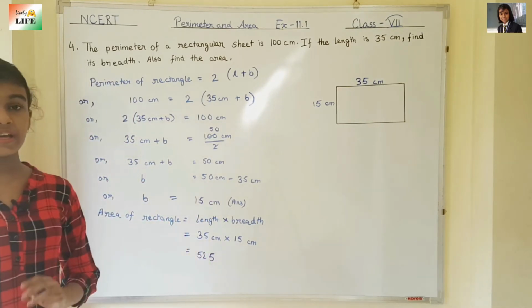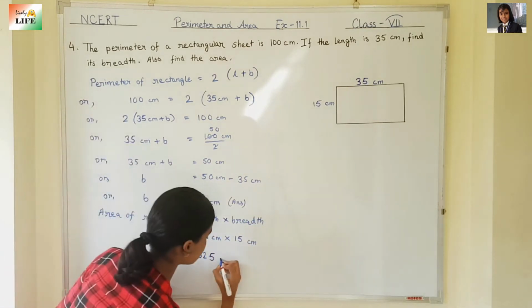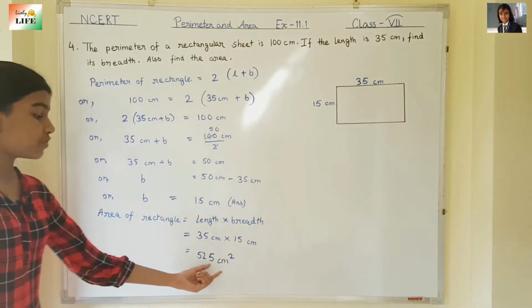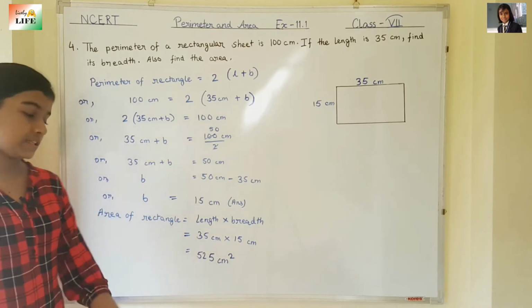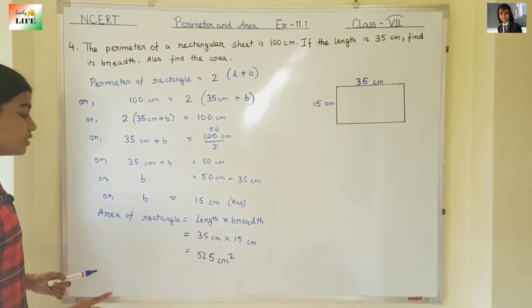So again over here you can see area. The unit of area is centimeter square or meter square, whatever it is. Here it is centimeter, we will write square. 525 centimeter is wrong. Area is 525 centimeter, we cannot say like this. We have to say it as 525 centimeter square. Okay, so this is the answer.